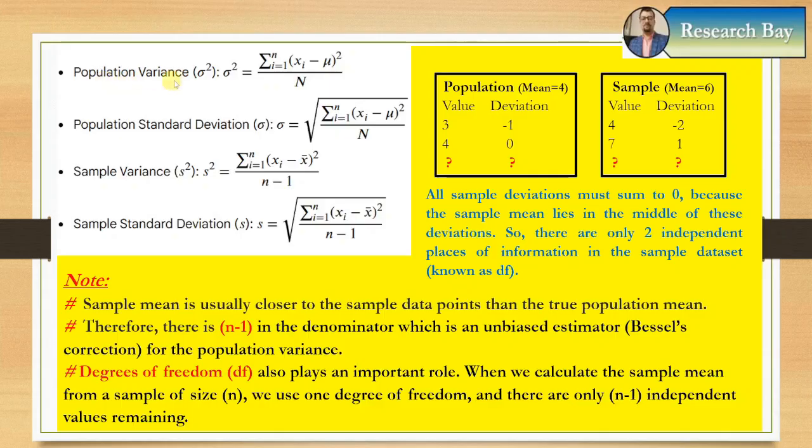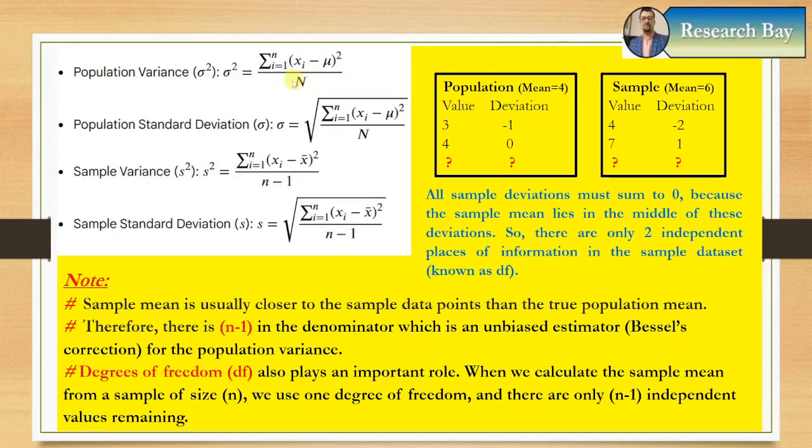So, this is population variance. This is population standard deviation. This one is sample variance and sample standard deviation. If you look closely, you will find that there's not much difference amongst these formulas in case of a population variance and sample variance. The difference is only in terms of minus mu, which stands for population mean, and in this case we have minus x bar, which is the sample mean.